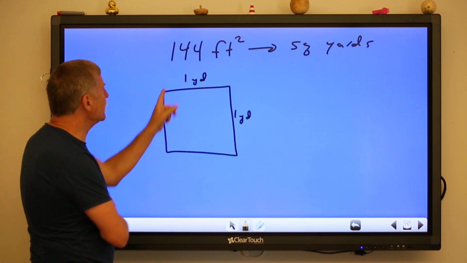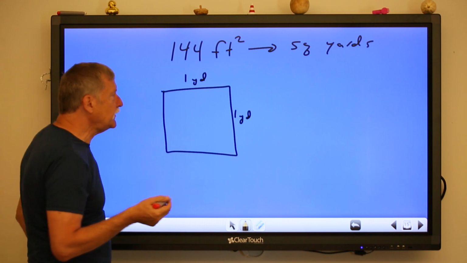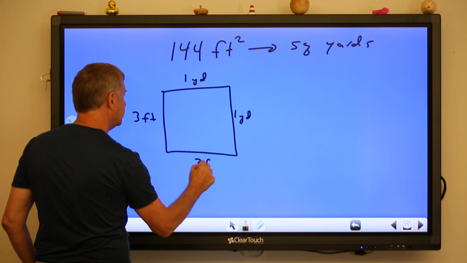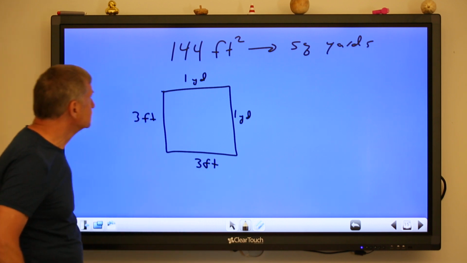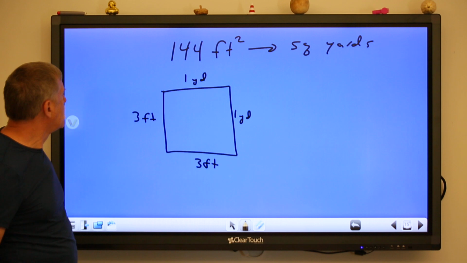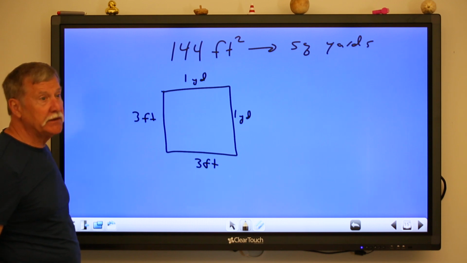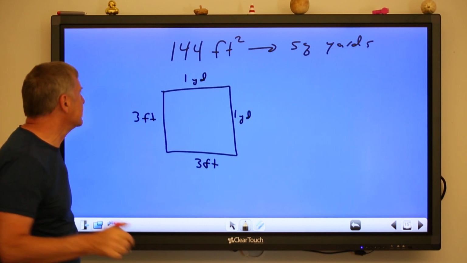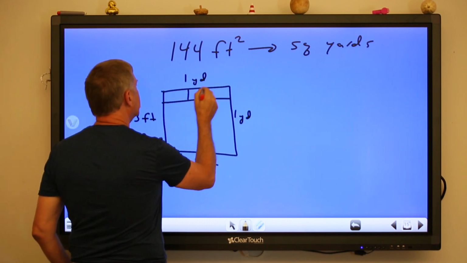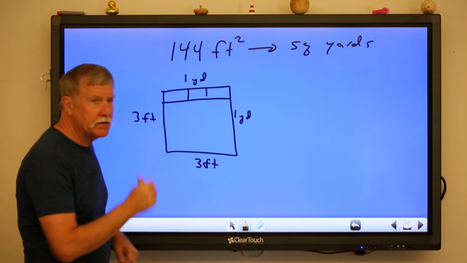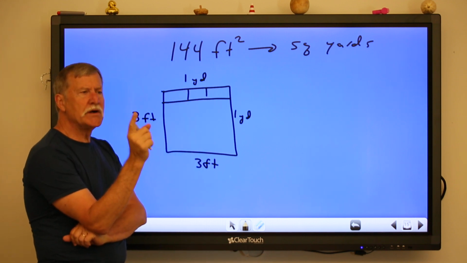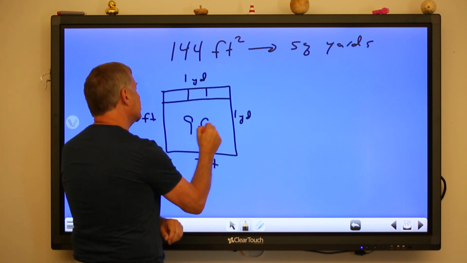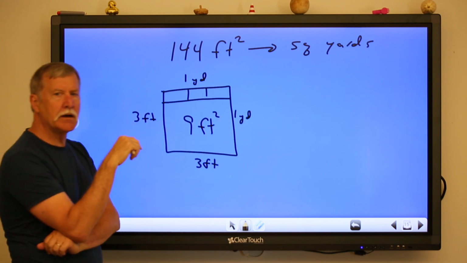Think about this. 1 yard by 1 yard, that's a square yard, right? But each yard is 3 feet. So you would have 9 square feet, all right? The mistake is to think that you would have 3 square feet in a yard. 1 square yard does not equal 3 square feet. It's 3 times 3, it's 9 square feet in 1 square yard.